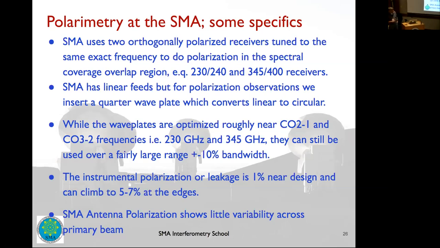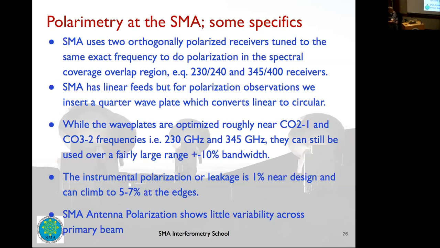As I mentioned, we have a quarter wave plate which converts the linear to circular. The wave plates are optimized for CO 2-1 and CO 3-2 frequencies, around 230 gigahertz and 345, but they're fairly large bandwidths. And so we can use them all the way down to almost 210 to about 245, 250 gigahertz. So it's quite good. It's very broadband.